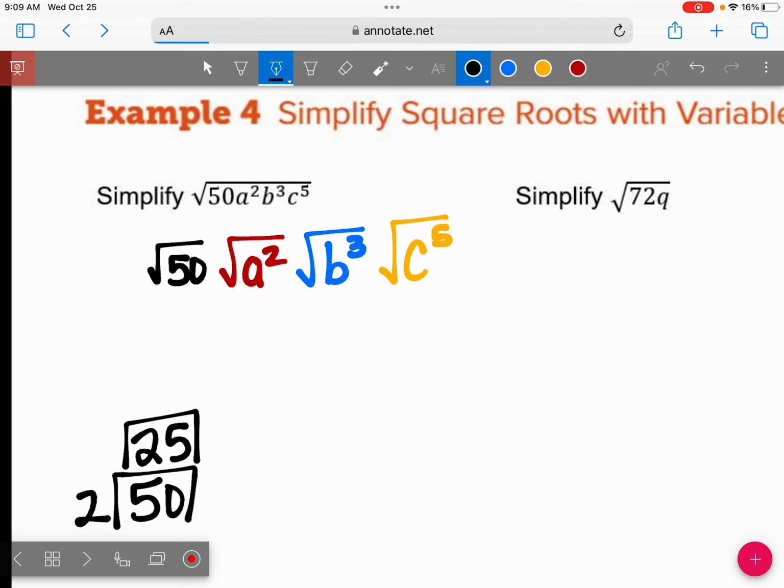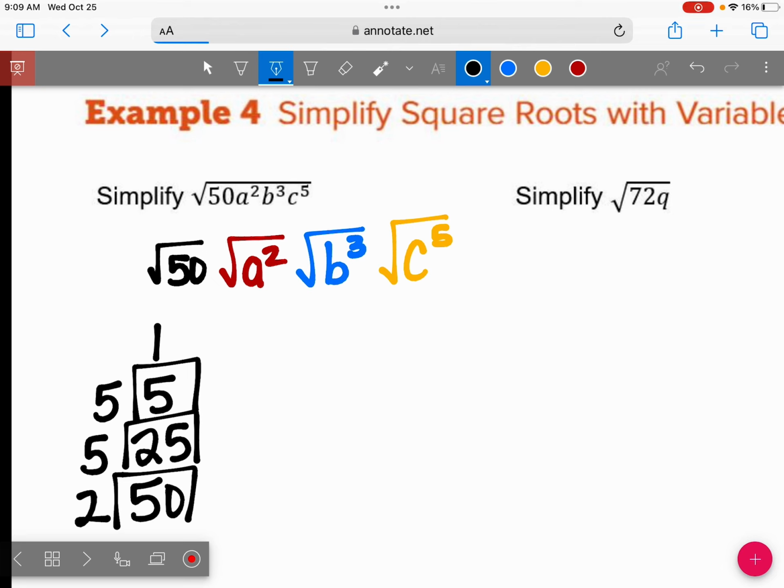All right, 25 can't be divided by 2. It can't be divided by 3. But it can divide by 5. So we have a 5. 5 goes into 25 5 times, and 5 goes into 5 1 time.